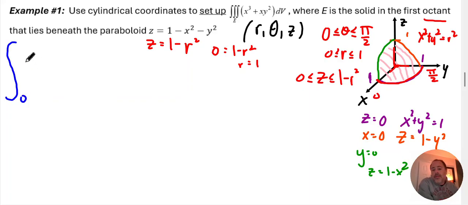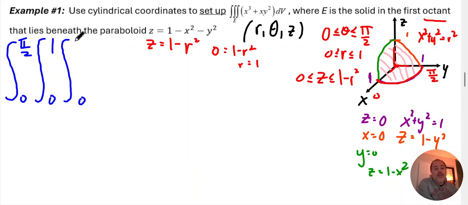So we're always going to go with theta first, 0 to pi over 2. Then we're going to do the radius, which is 0 to 1. And then our z component, which are going to be our surfaces, are going to be 0 and then 1 minus r squared. All right, so now we have to convert everything.